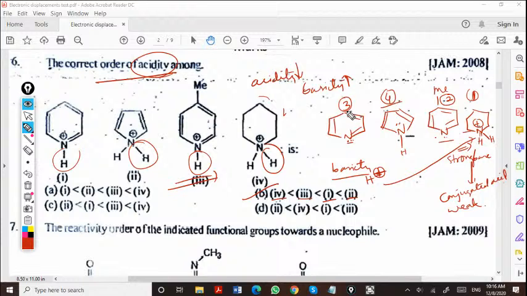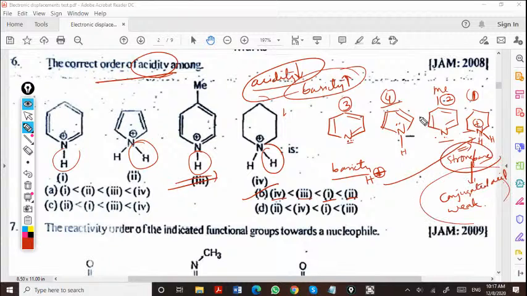In other terms, you can find the least basic one as the first one. Increasing the basicity decreases the acidity. So this concept is very important. A strong base is going to release the weakest acid.